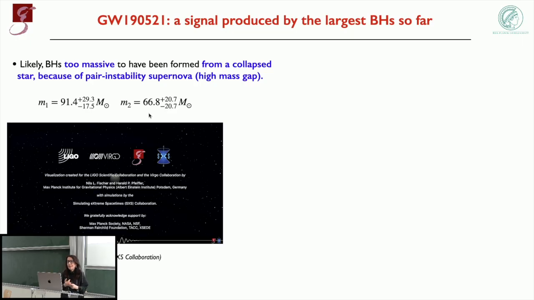Other people suggest that maybe these large black holes were formed from a previous merger of two black holes. So you had two black holes merging with each other. They form a black hole with a large mass. Then this black hole met with another black hole and formed a binary. And this is the binary we are seeing. So these are called second generation black holes.